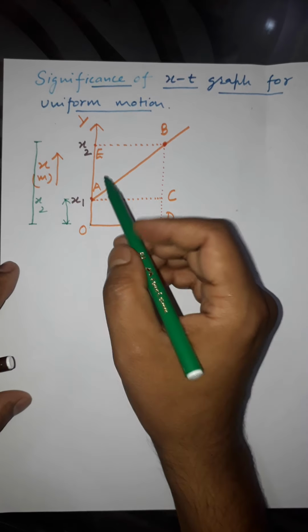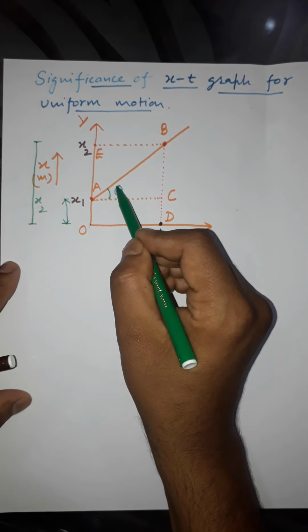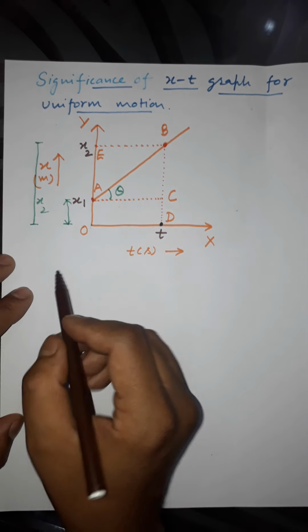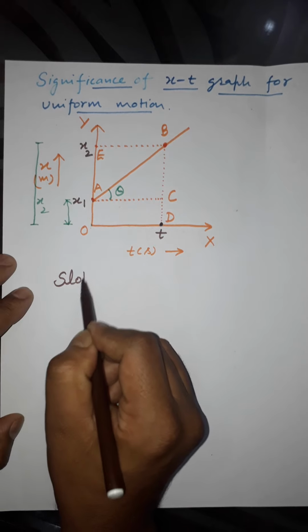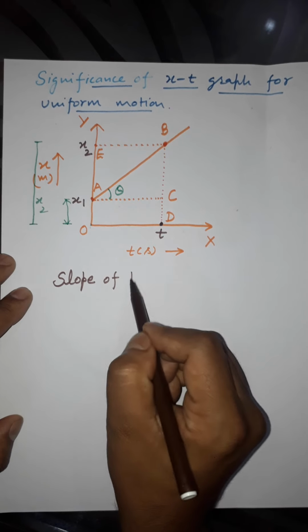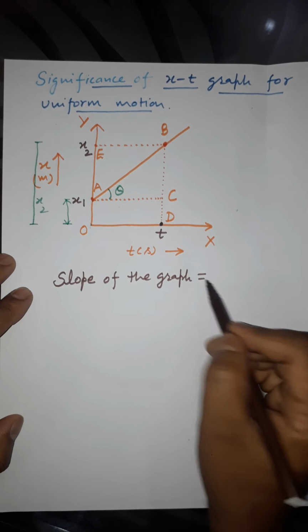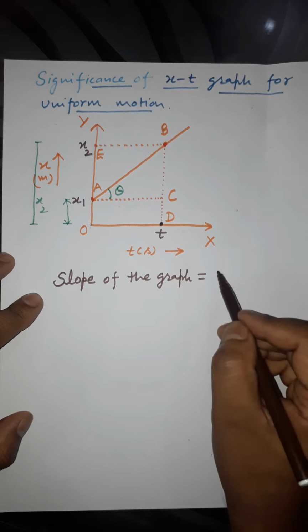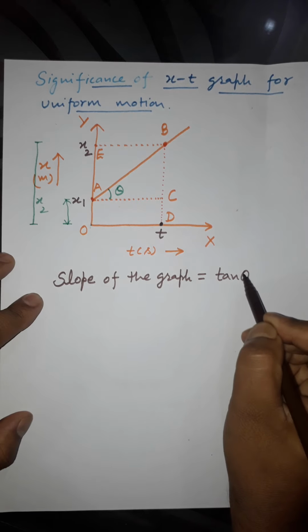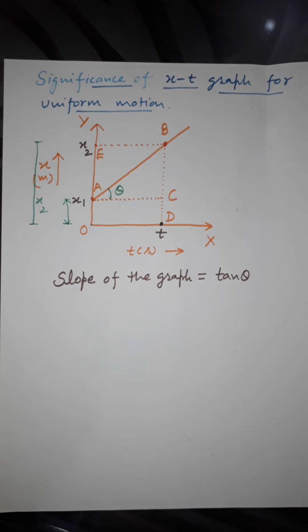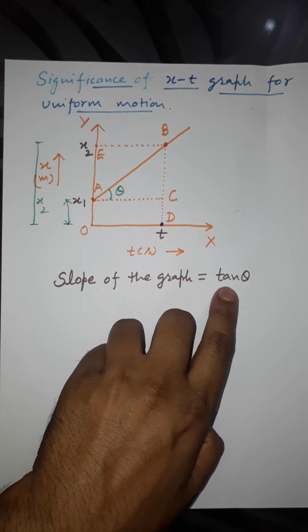Now we have to find the significance or importance of this graph, the xt graph for uniform motion. So here significance is given by the slope of the graph. This thing may be new to you people. This slope of the graph is given by tan theta. Okay. Now tan is a trigonometric ratio. So first of all, let us understand what is tan theta here.